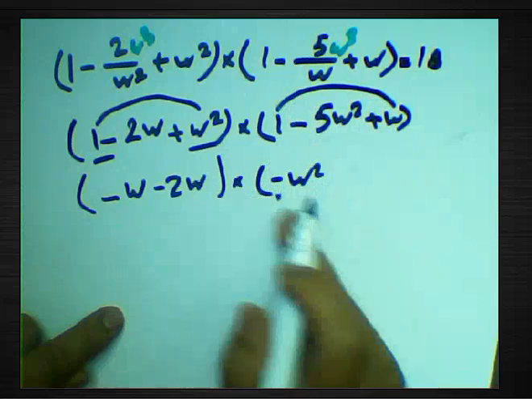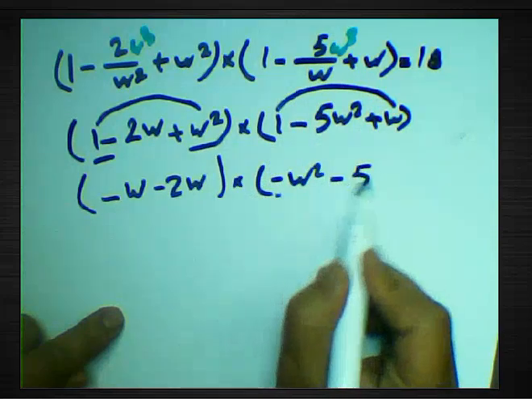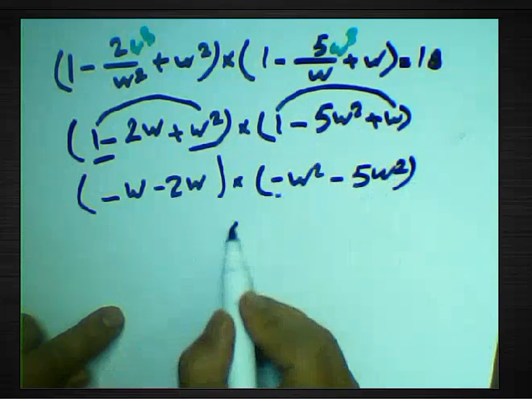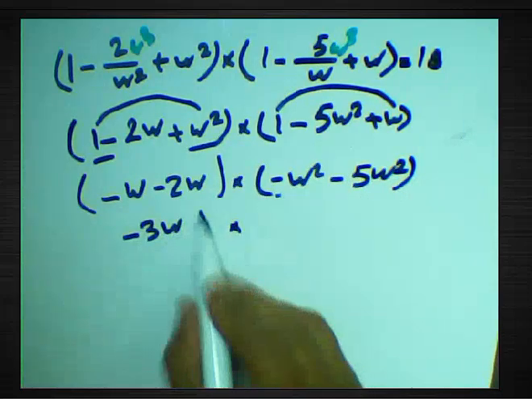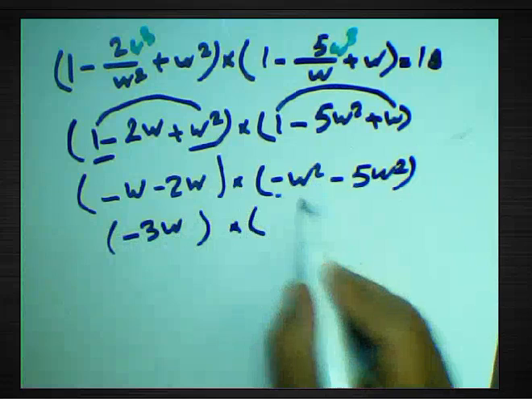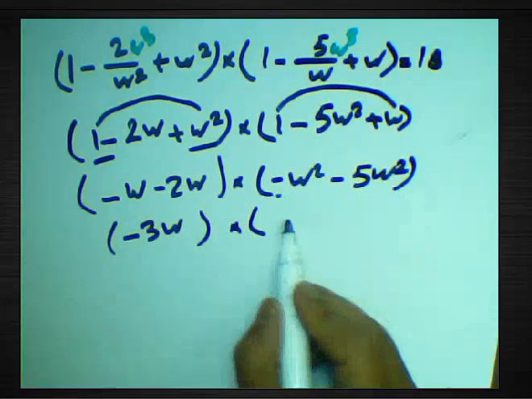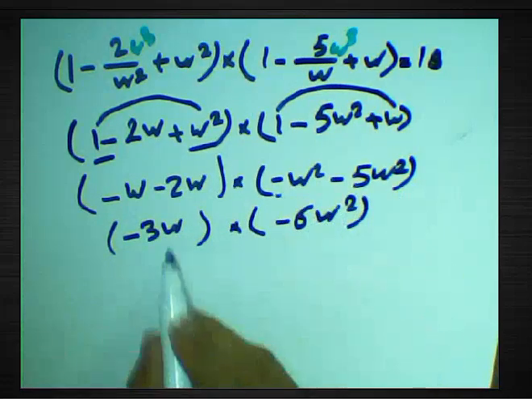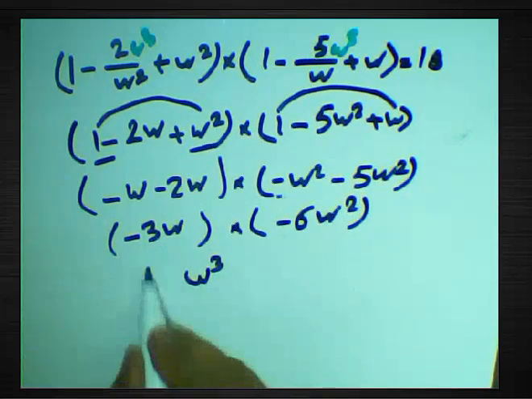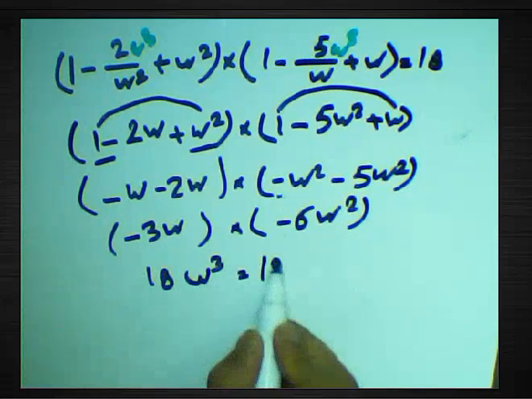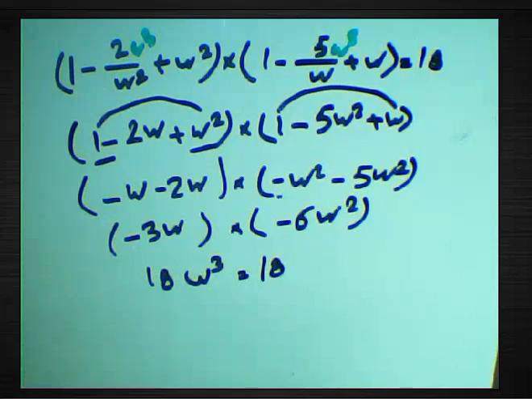1 plus omega equals negative omega power 2. Subtract 5 omega power 2, and then negative omega and negative 2 omega equals negative 3 omega. Multiplying by negative omega power 2, negative 5 omega power 2 equals negative 6 omega power 2. Omega times omega power 2 will be omega power 3, negative times negative equals positive, 3 times 6 equals 18. The result will be equal to 18 because omega power 3 equals 1.